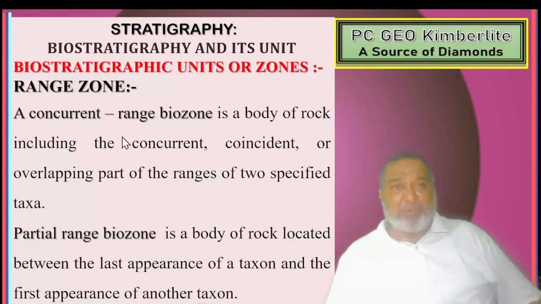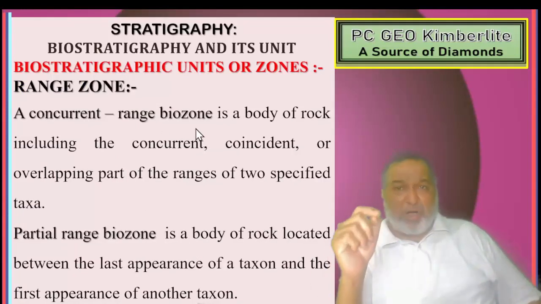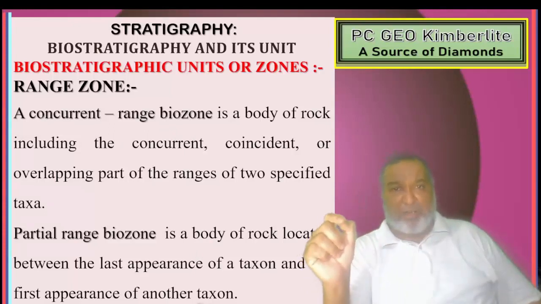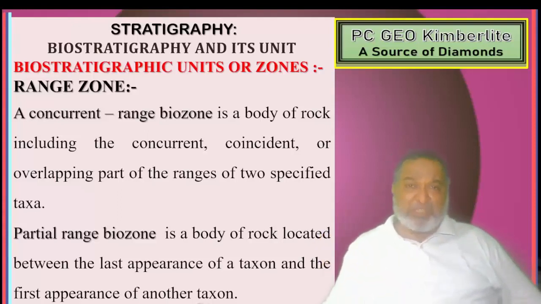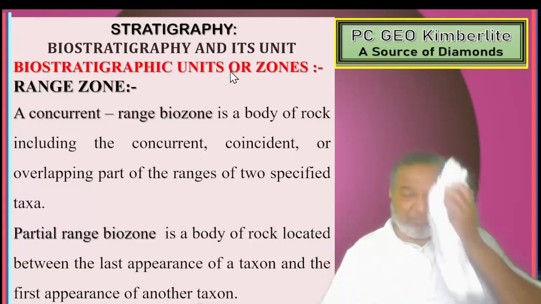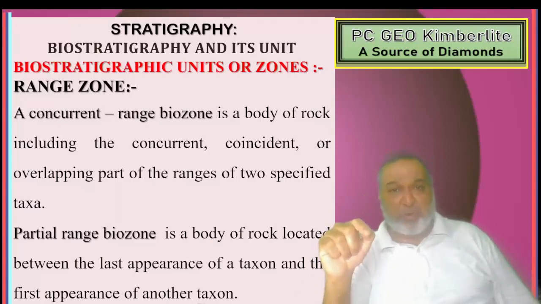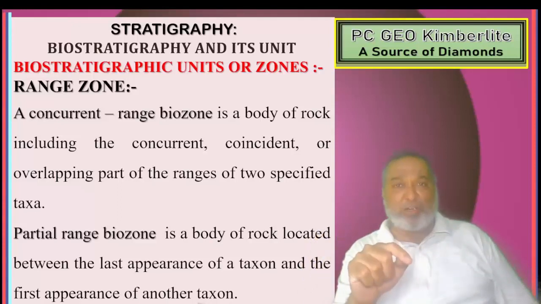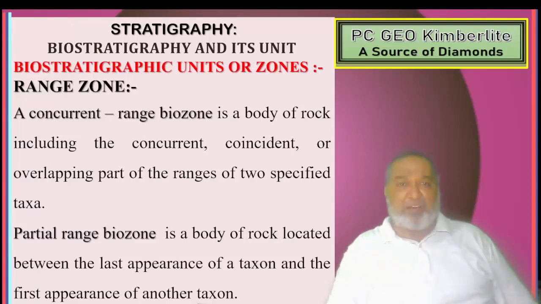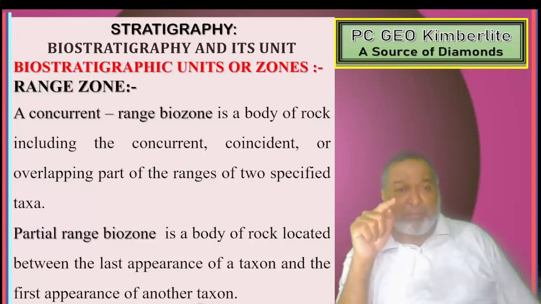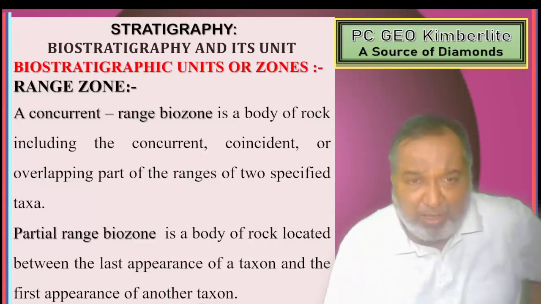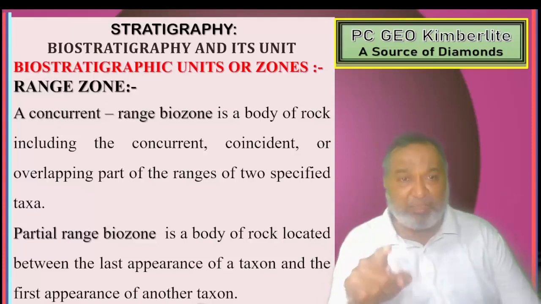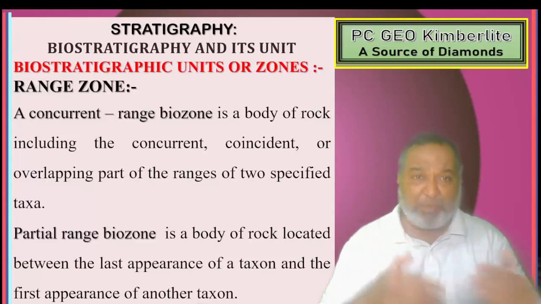A concurrent range biozone is a body of rock including the concurrent, coincident, or overlapping part of the ranges of two specified taxa. Then the next one, partial range biozone, is a body of rock located between the last appearance of a taxon and the first appearance of another taxon. That is the partial range.